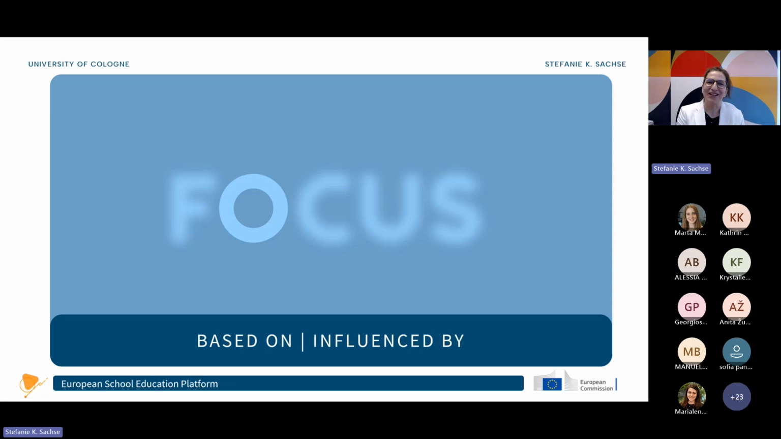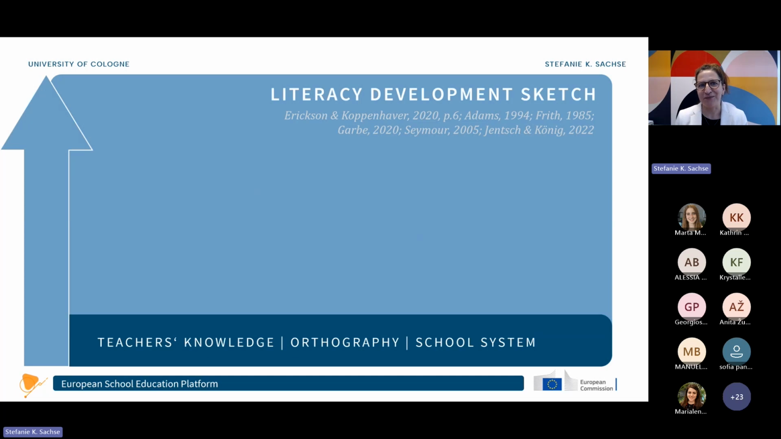Before I focus today on literacy, emergent literacy, and comprehension, I want to zoom out a bit and look at the whole picture. What is in front of my inner eye, or now on the slides, when we talk about literacy development, just as a sketch. Down here, you see that our teacher knowledge is influenced by years of teacher training at the universities, by professional development, by our own experiences in the classroom, by what we read and hear. All of this is influencing our focus.